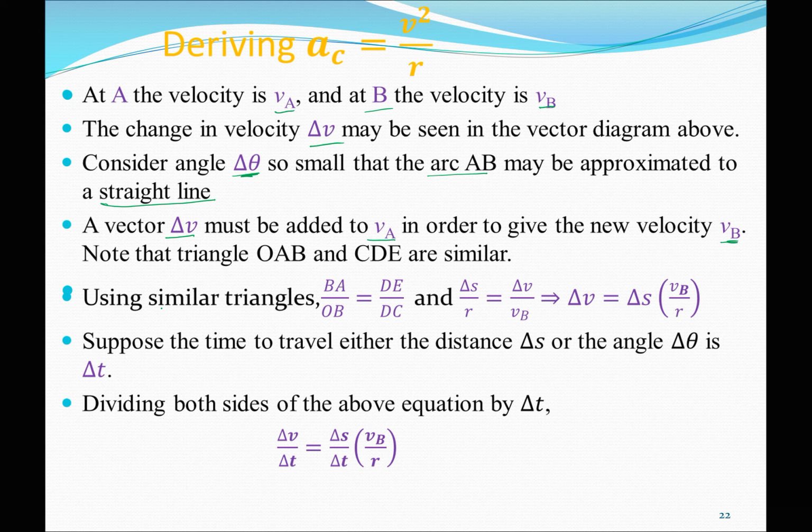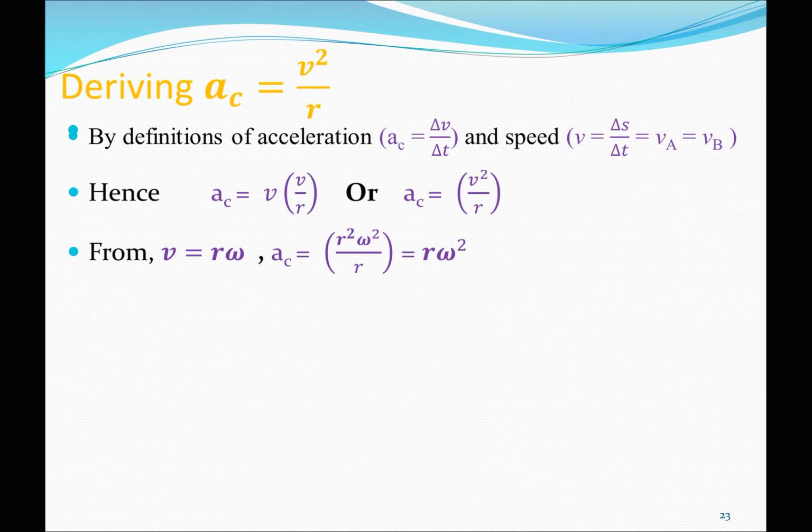So we use similar triangles and we're able to arrive at this. And suppose the time to travel the distance delta S, or the angle delta theta, was delta t. We divided both sides by delta t and we're able to arrive at the expression for centripetal acceleration as this.